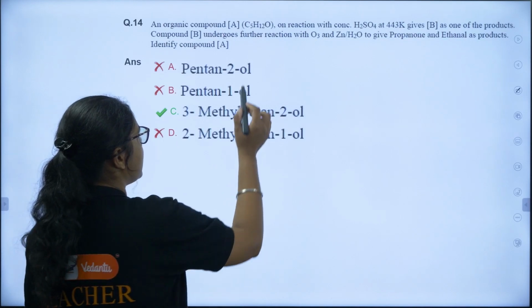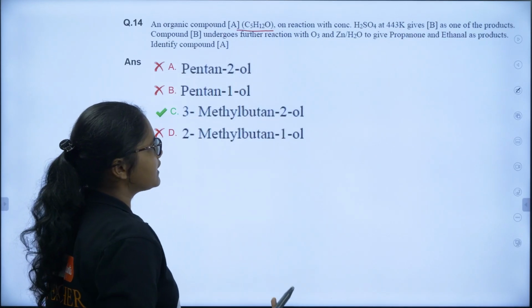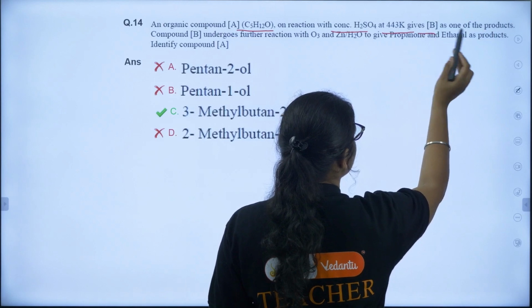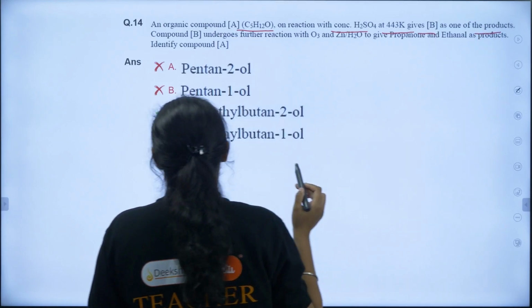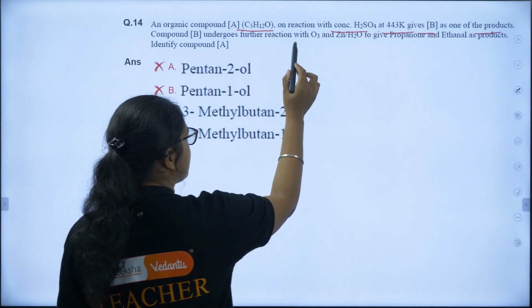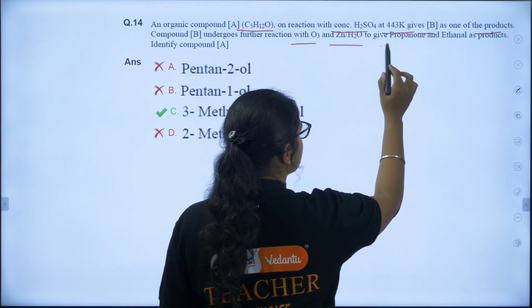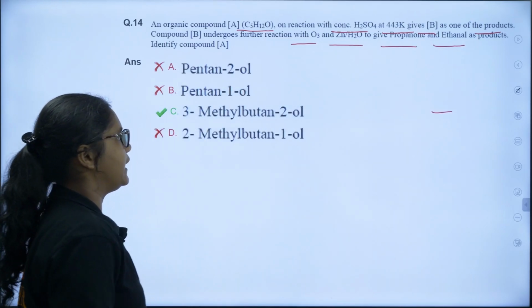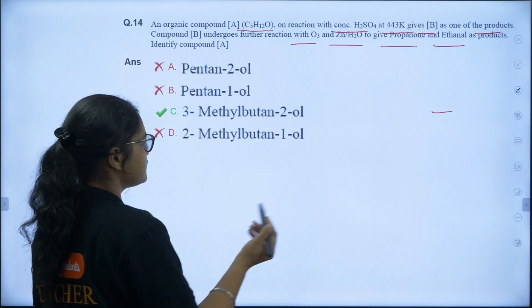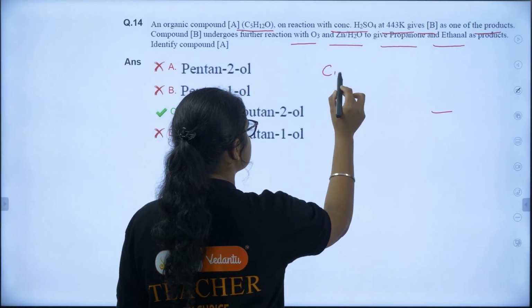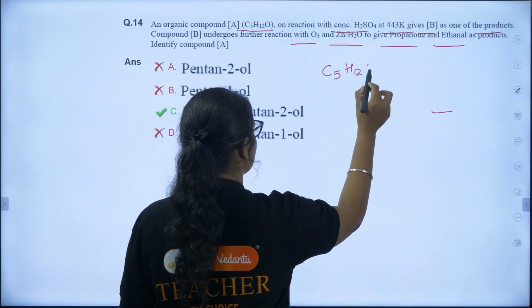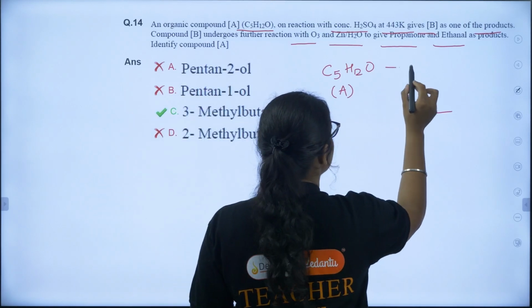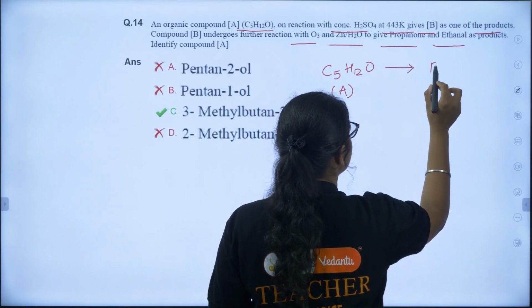An organic compound A, C5H12O, on reaction with concentrated sulfuric acid at 443 Kelvin gives B as one of the products. Compound B undergoes further reaction with O3 and Zn/H2O to give propanal and ethanal as the products. Then the compound A is. Okay, so again you have to first write down. So the compound C5H12O. Okay, this is A. Okay, and on reaction with concentrated sulfuric acid at 443, it gives you B.